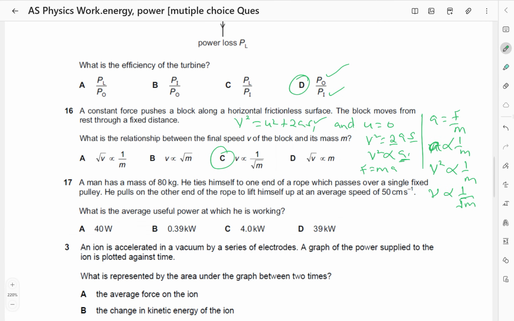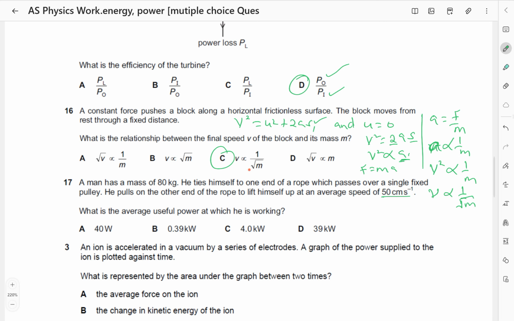A man has a mass of 80 kilograms. He ties himself to one end of a rope which passes over a single fixed pulley. He pulls on the other end of the rope to lift himself up at an average speed of 50 meters per second. What is the average useful power at which he is working?